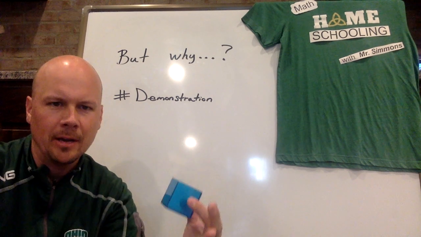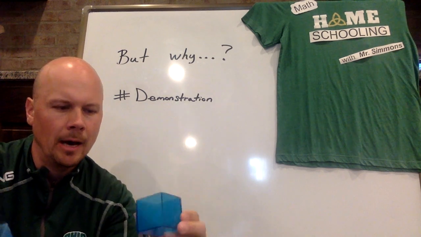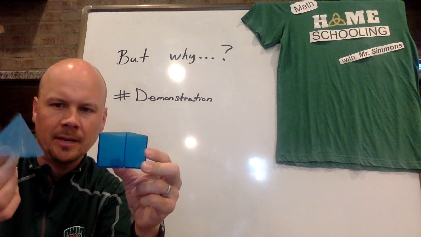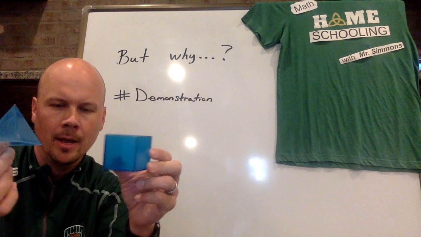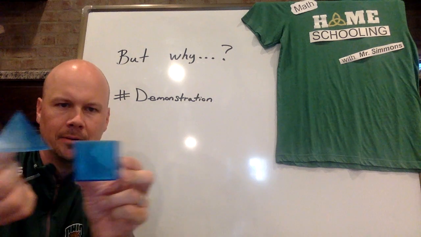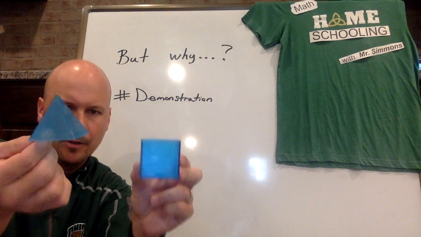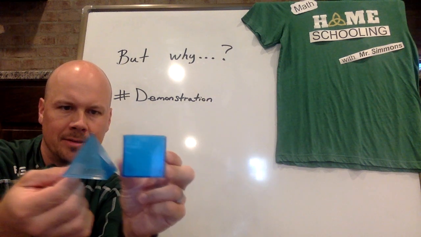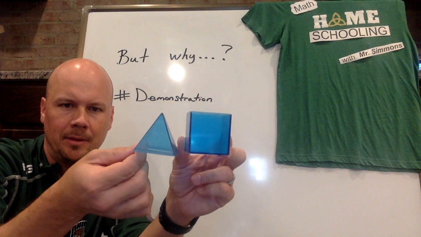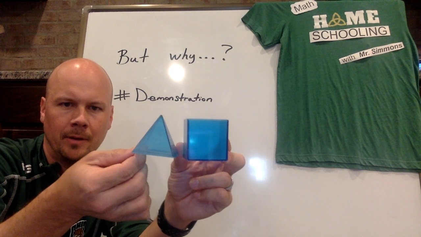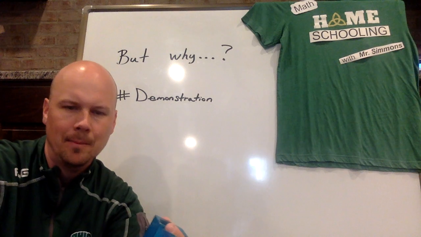Okay, so enough with the intro, a little demonstration for you. This here is the cube, and this here is a square pyramid. The most important part to notice about the square pyramid and the cube is that they are the same height. So if you put these side by side, or gosh darn close to it, same height, they actually share the same base too.